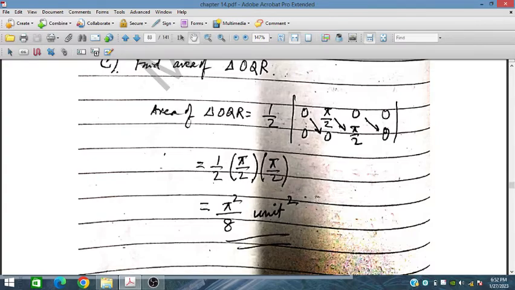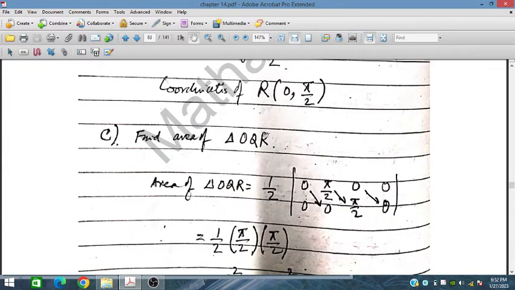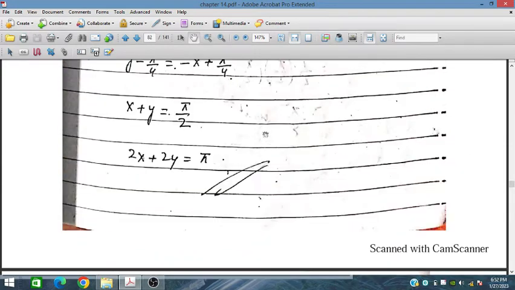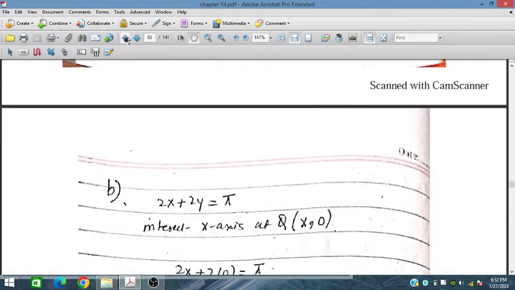This is the answer. This is a very important question. These kinds of questions are asked in final exams. So this was question number 2.